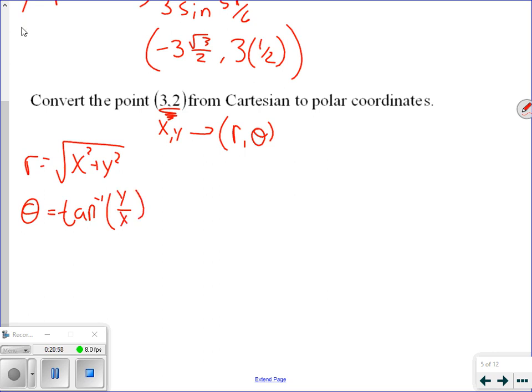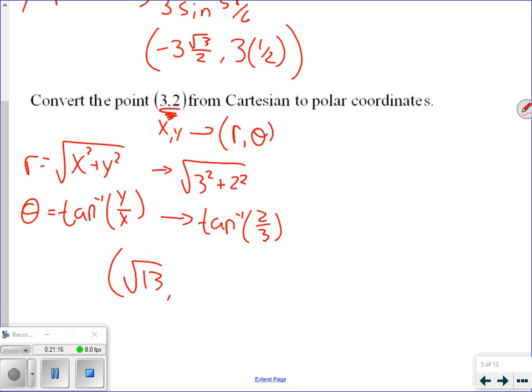So for r, that's the square root of 3 squared plus 2 squared, and for theta, that's the tan inverse of 2 over 3. That simplifies down to the square root of 13. You can do tan inverse of 2/3 in your calculator because that's not some exact value we should know, and that ends up being approximately 0.588. Just a couple more, and then we will call it. I'm getting to my 30-minute mark here, so let's see how much more we can get.